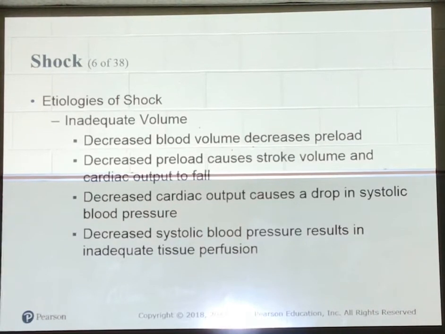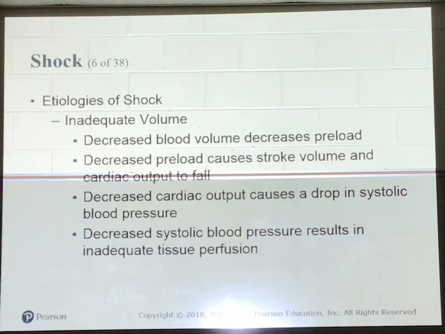All right, inadequate volume. A patient who has a decreased blood volume will have a decrease in preload, which causes the stroke volume and cardiac output to fall. You don't have that volume inside your body. So guess what's going to happen? You're not going to have enough blood going to your heart. You don't have enough blood going to the heart, you're not going to have enough blood coming out of the heart. It's a very vicious cycle.